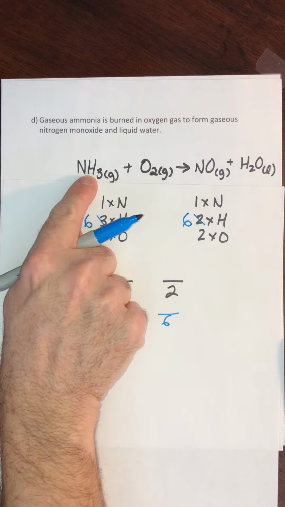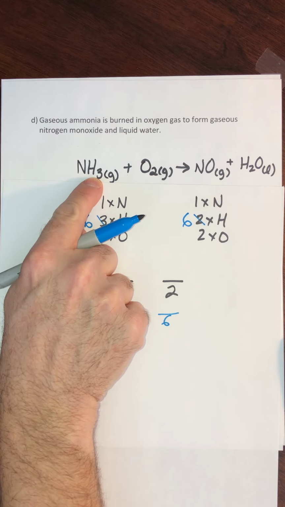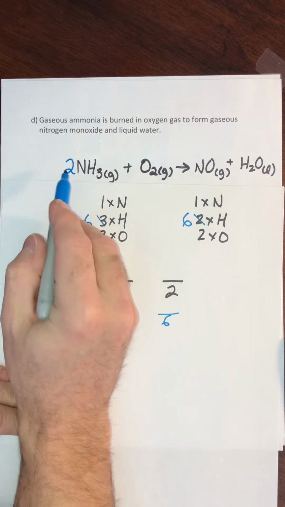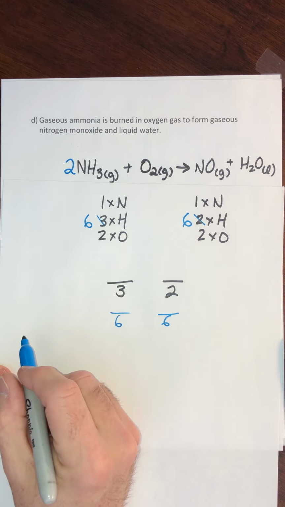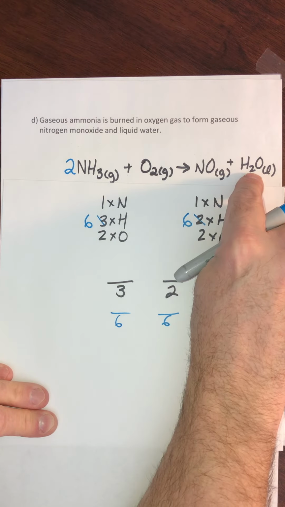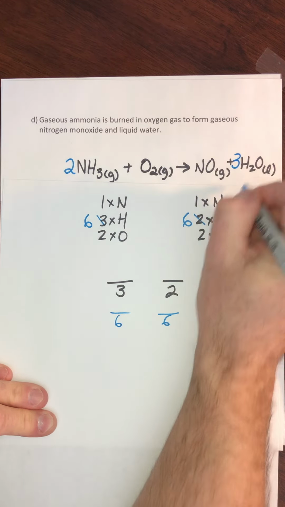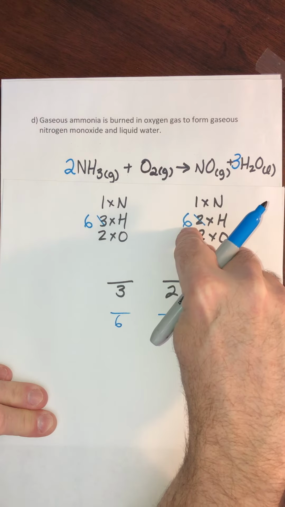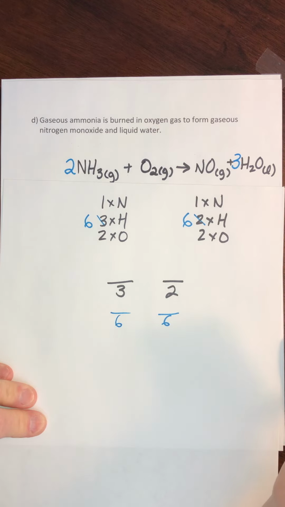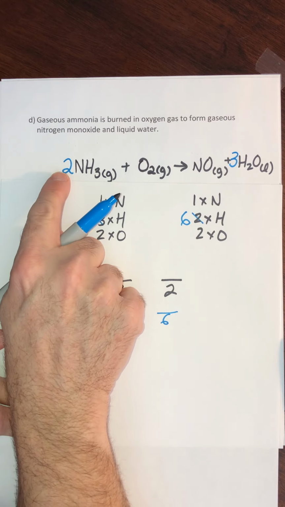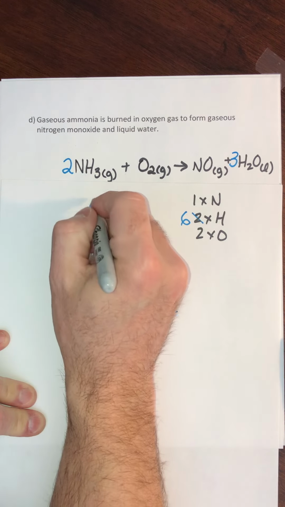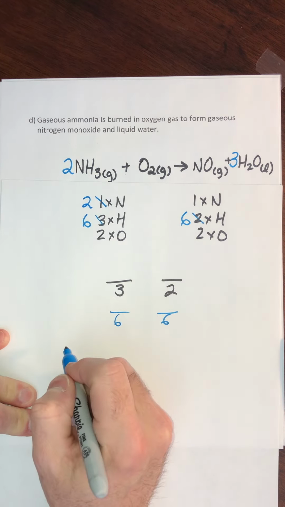Okay, so if NH3 has 3 hydrogens, and I would really like to have 6, that means I got to double the whole thing, right? Because 2 times 3 will give me 6. If I want 6 hydrogens here, and I've only got 2, if you put a 3 out in front, 3 times 2 will give you 6. Now, that messes up everything else, right? Because the minute I put the 2 here, it didn't just double the number of hydrogens, it also doubled the number of nitrogens, so I got twice those.